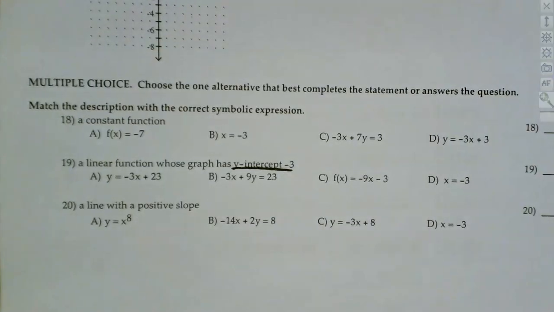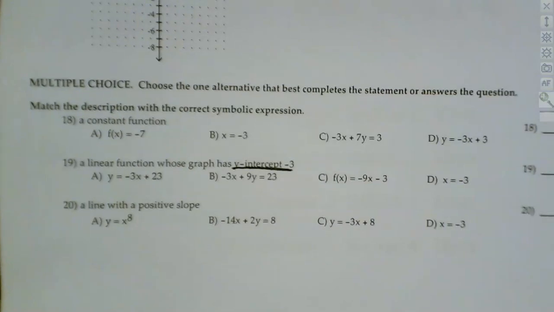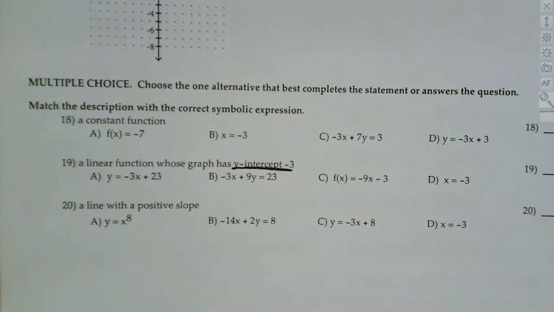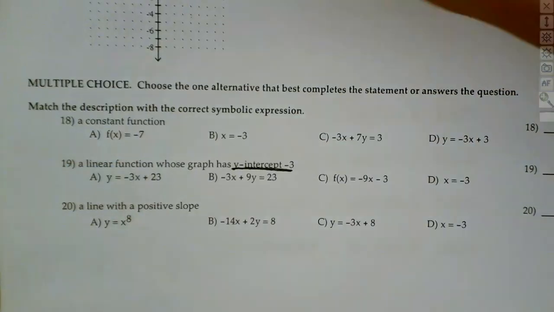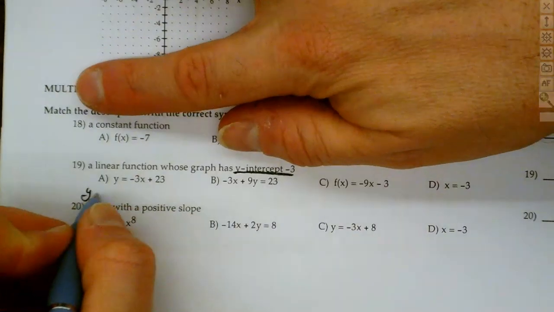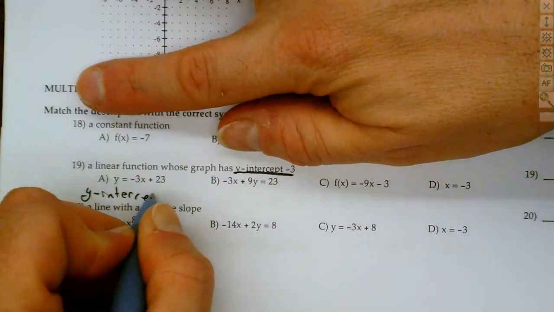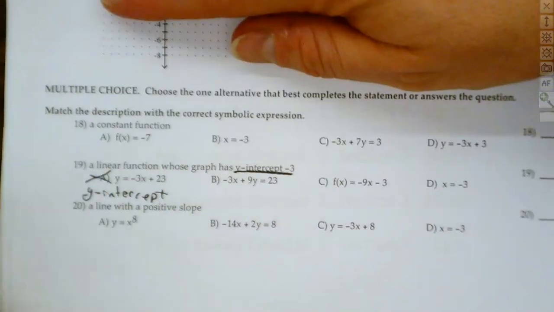There are 4 choices here, and I want to figure out which one has a y-intercept of a negative 3. Why can I eliminate choice A? What would the y-intercept of choice A be? This one would have a y-intercept of 23, because that's your number on the end. So A is not going to work.